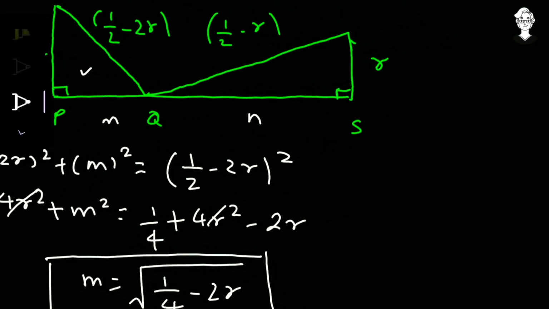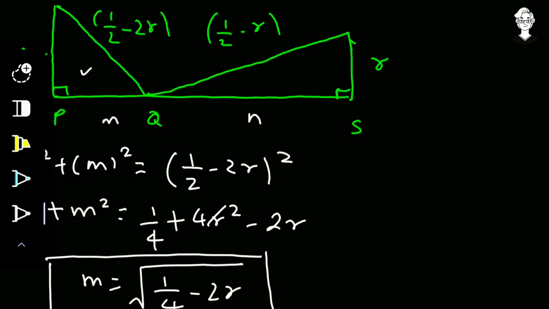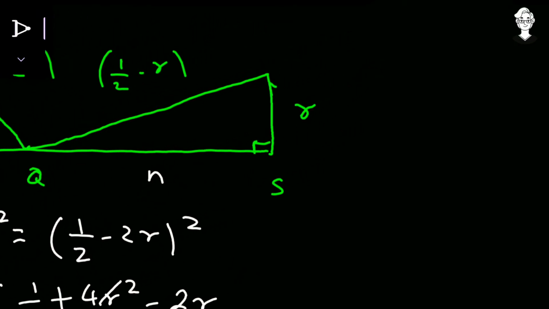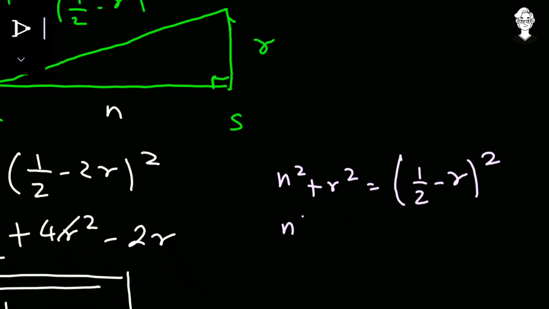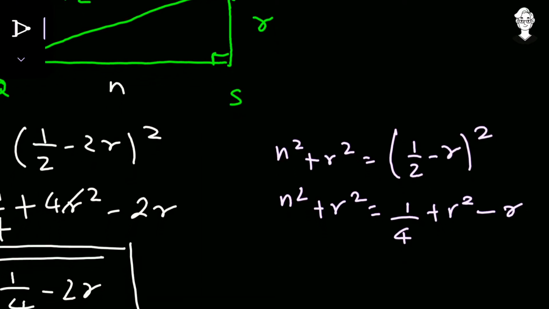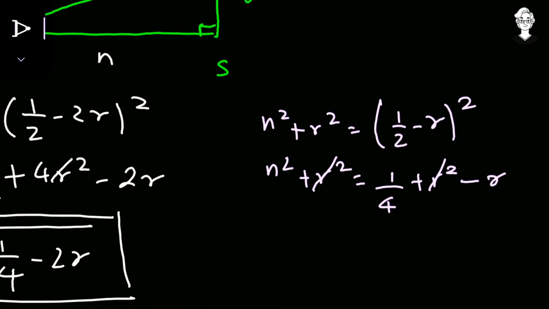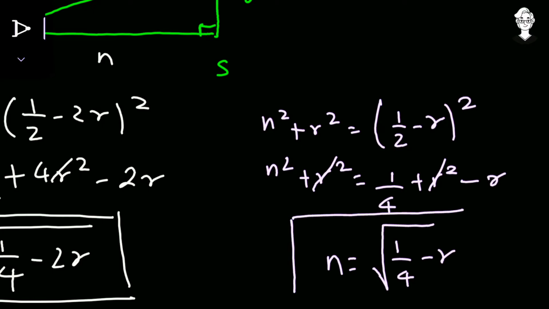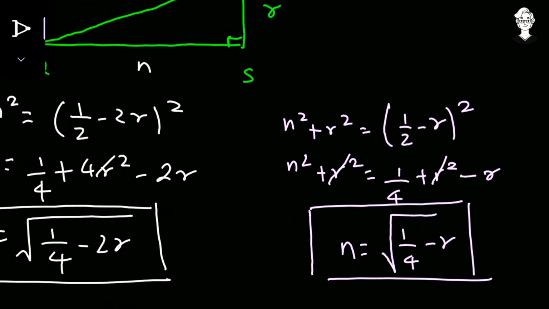Now in the second triangle, if we do it the same way, we obtain n² + r² = (1/2 − r)². So n² + r² = 1/4 + r² − r. Yes, only minus r. So r² and r² got cancelled out. We obtain the value of n, not m, n, as 1/4 − r. So this is the value of n, and here we have the value of m.